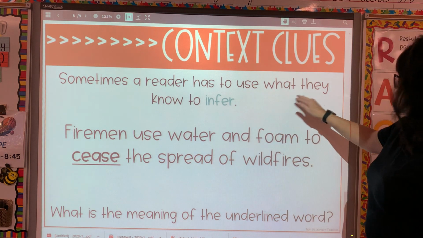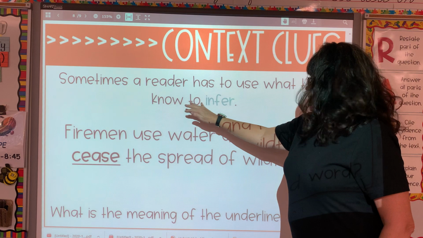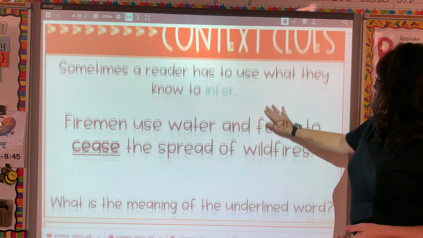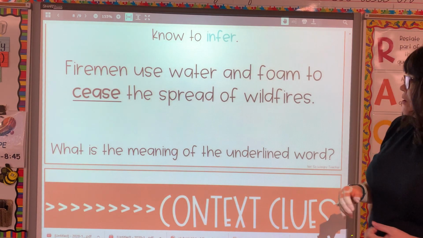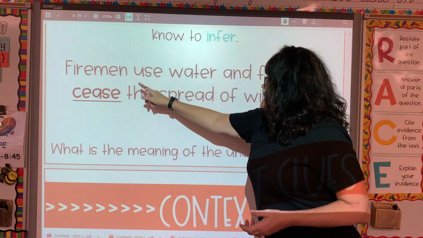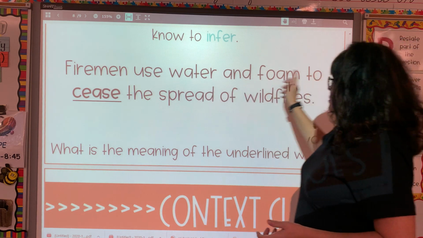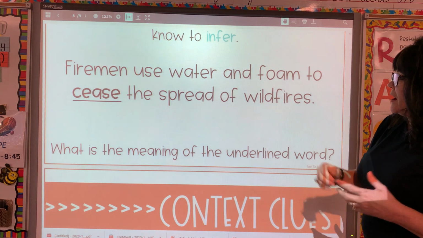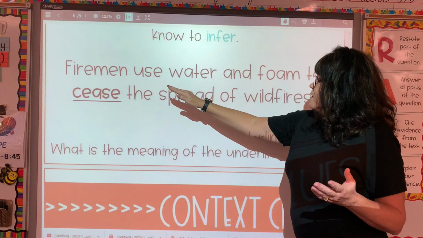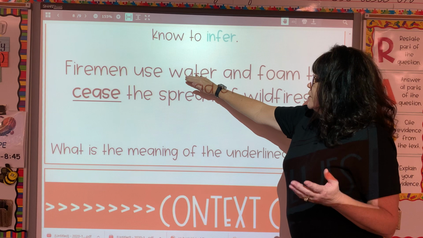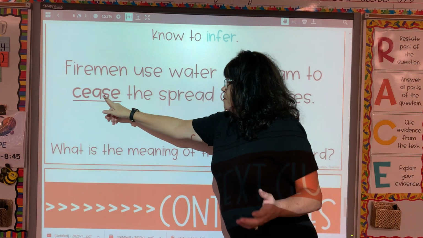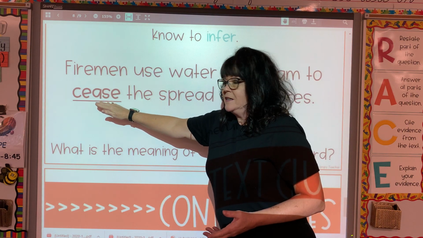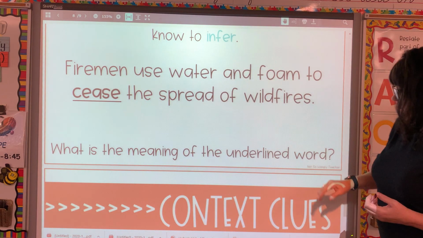Sometimes a reader has to use what they know to infer. So you just know things because you pay attention. You know what's going on around you. So check out this sentence. Firemen use water and foam to blank the spread of wildfires. All right, you've seen on TV when firemen are using water, they're using the water to blank the spread of the wildfire. They want to stop it. So cease means stop.